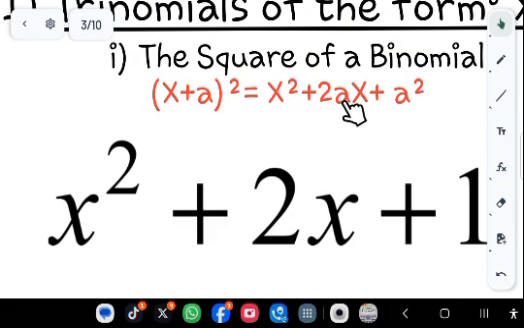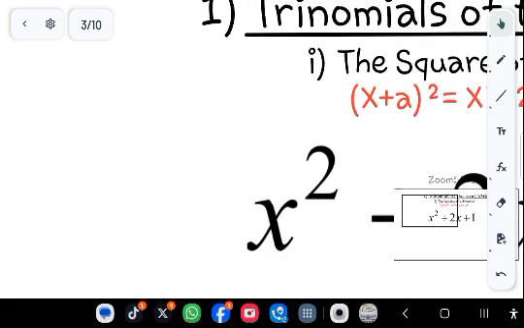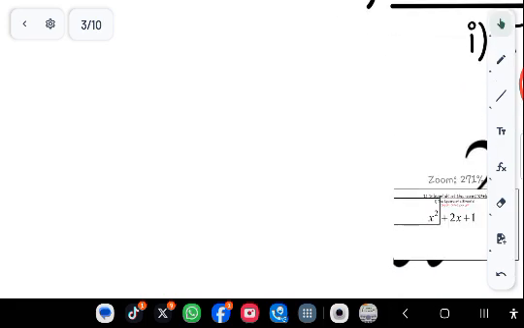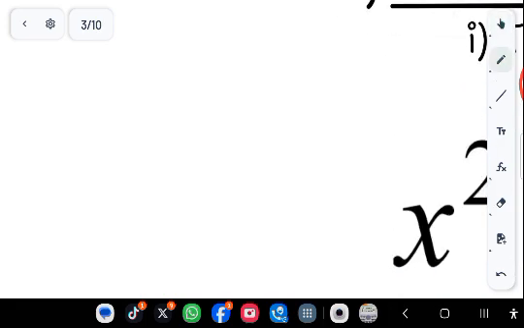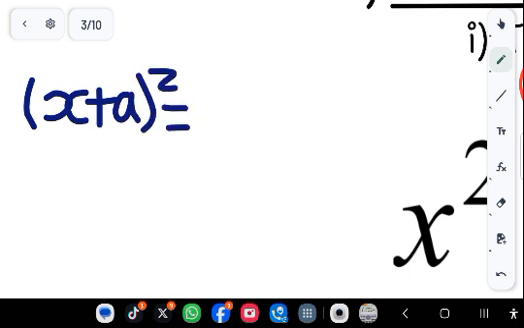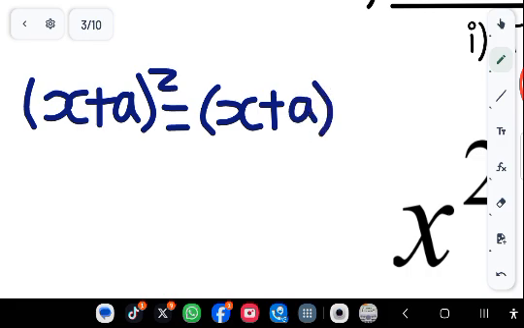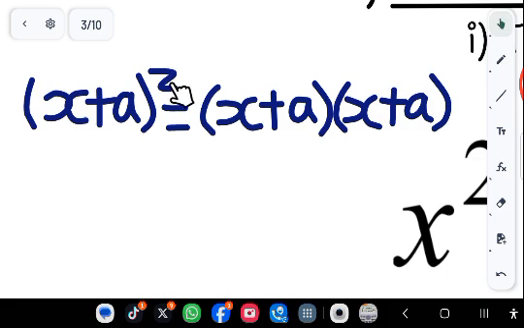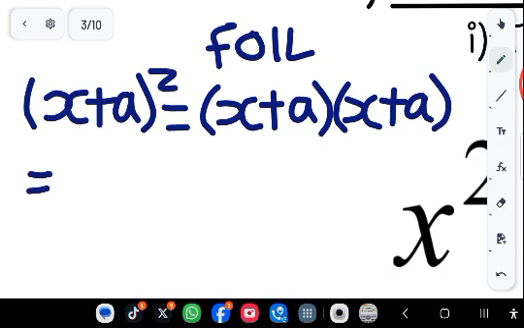x squared plus 2ax plus a squared. Let me show you here. When we multiply this binomial, x plus a all squared, that is equal to (x plus a) times (x plus a). That's what the exponent there means. It means that you multiply this x plus a by itself twice. So using the method of FOIL, this is what we end up with.